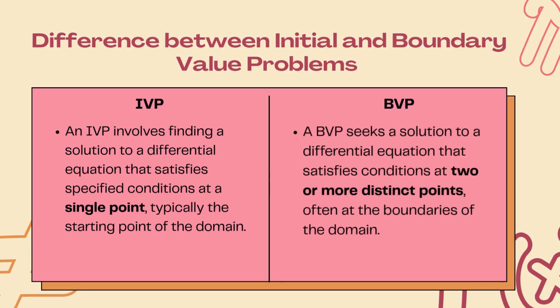The BVP, or boundary value problem, seeks a solution to a differential equation that satisfies conditions at two or more distinct points, often at the boundaries of the domain. Just like in our earlier example, the BVP has two distinct points, which are 0 and pi.